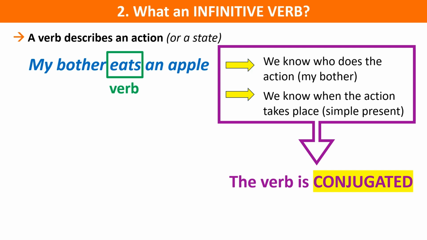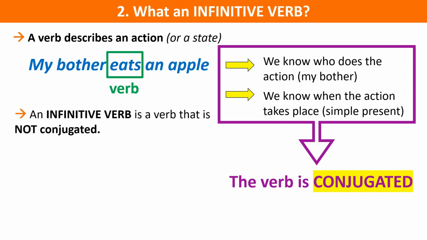Now, what's an infinitive verb? Well, it's very simple. It is a verb that is not conjugated. So it's a verb for which we don't know when the action is taking place or who is doing the action. All we know is what the action is about. For example, to eat, to play, to watch. That's all we know. We know that to eat is about eating, to play is about playing, but who's doing it and when is it taking place? We don't know. And this is what an infinitive verb is.